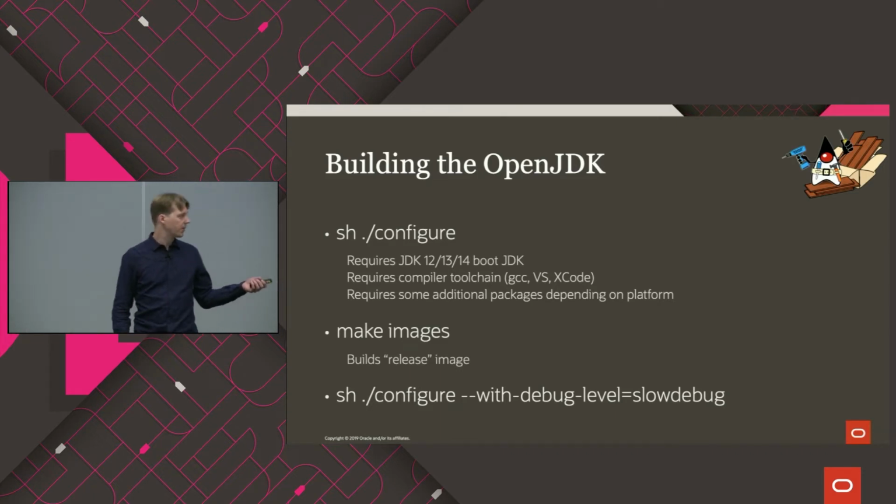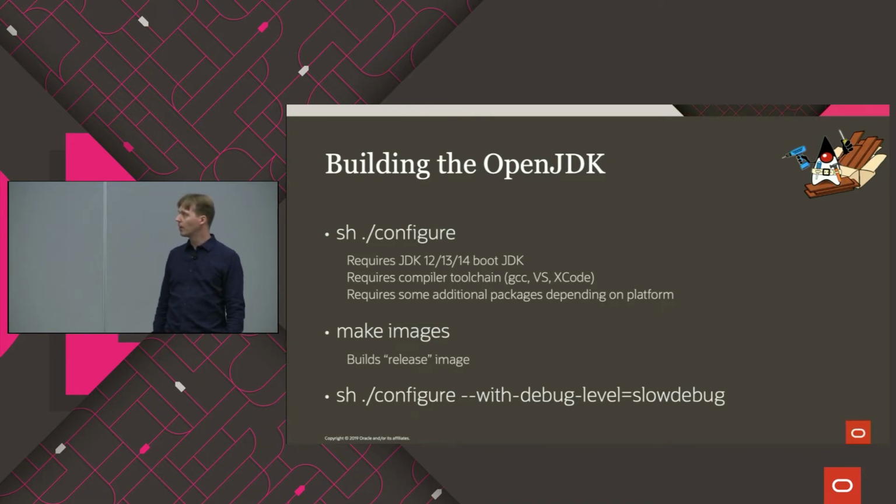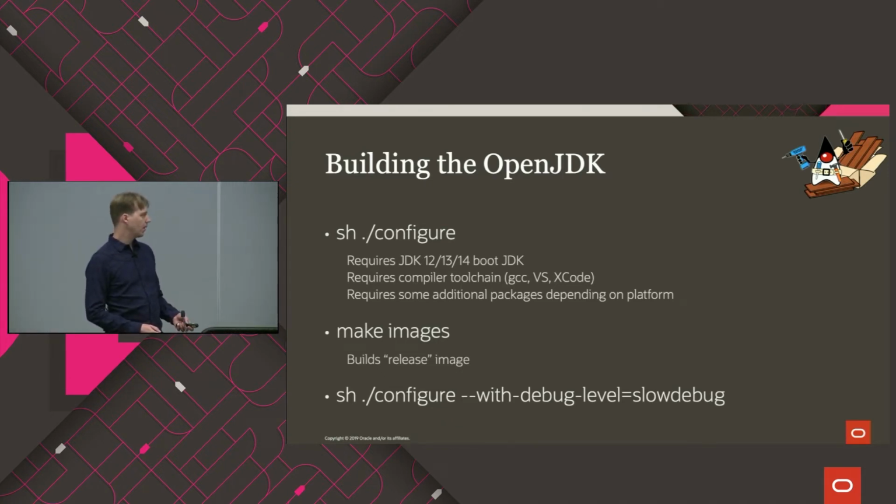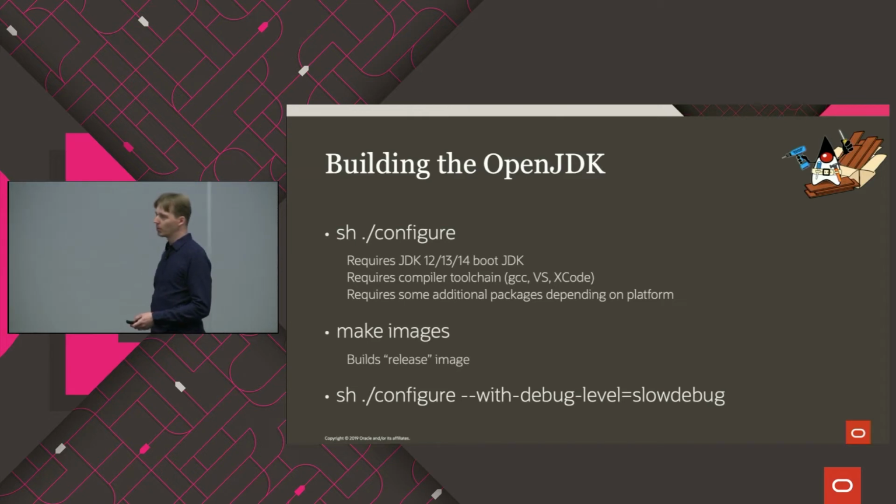So if you want to do some serious testing or debugging of the JVM or the JDK, you would most likely want to run with some higher debug level. You can do that by running configure with this flag, with-debug-level. And there is a target called slowdebug that will basically enable everything. So there are asserts enabled, there is debug code, there are no optimizations enabled. So that's most likely what you want to use within a debugger, for instance, when you want to step through the code.